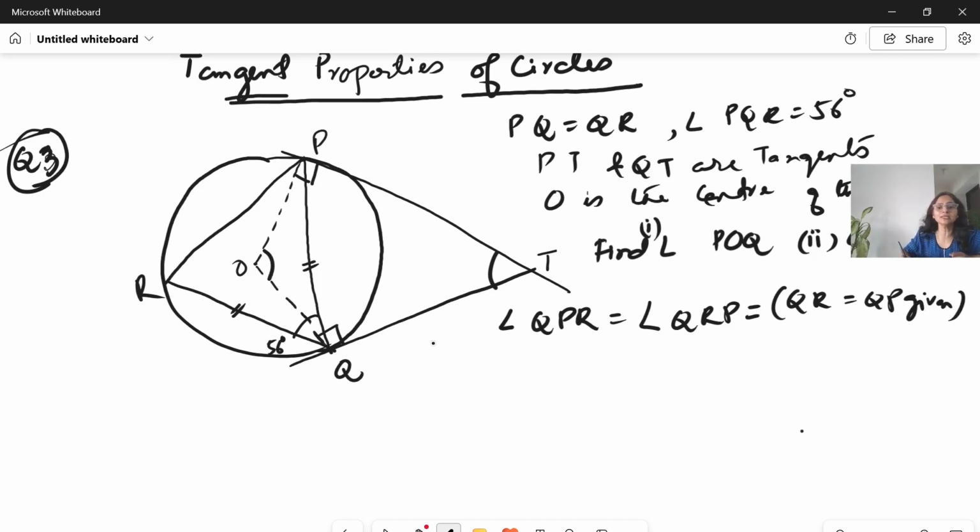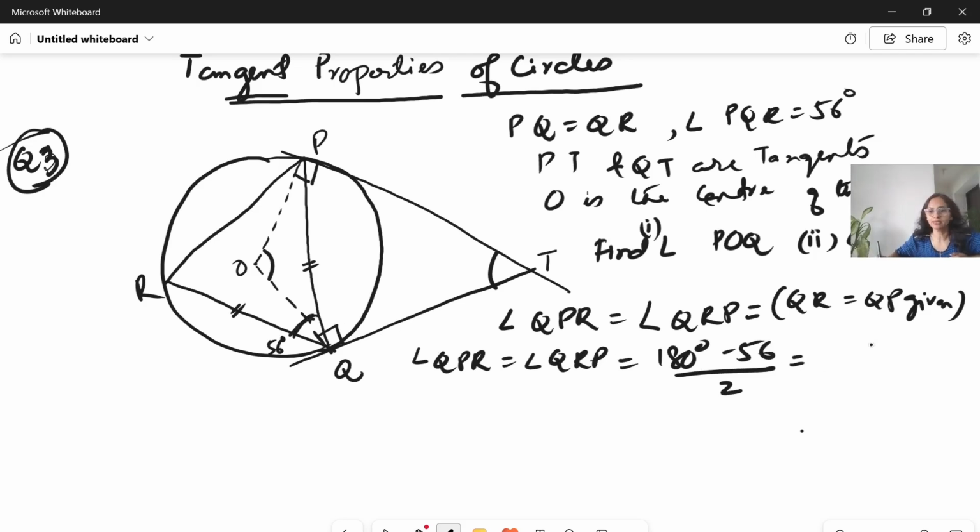And what will be the angles? Angle QPR equals angle QRP is equal to how much? 180 degrees minus 56, upon 2. This 56 is given to us. So just calculate: 180 minus 56 is 124, upon 2, which is 62 degrees. Which means that this angle is 62 degrees and this angle is also 62 degrees, right? We have got this, but we have to calculate POQ and PTQ.